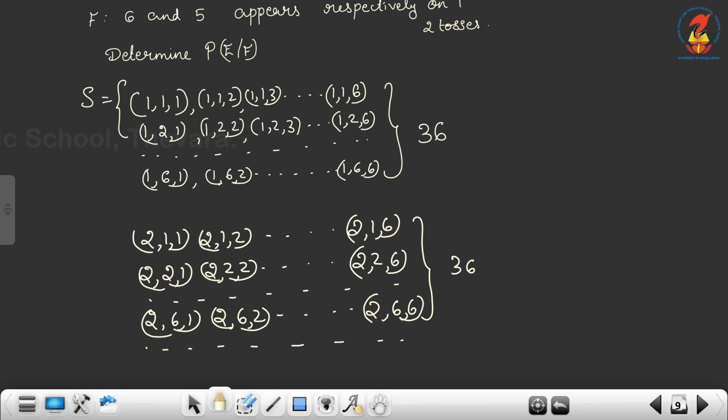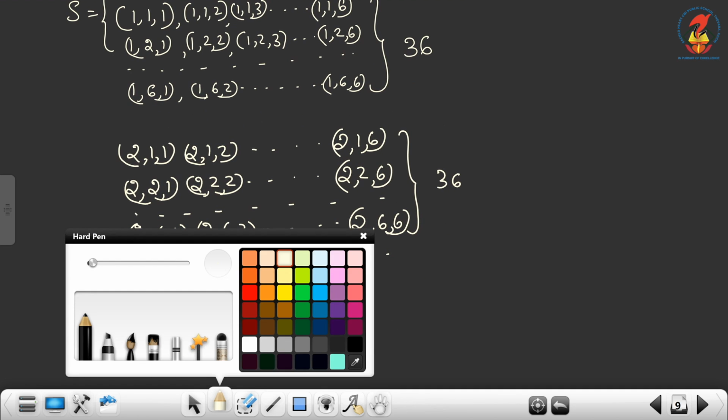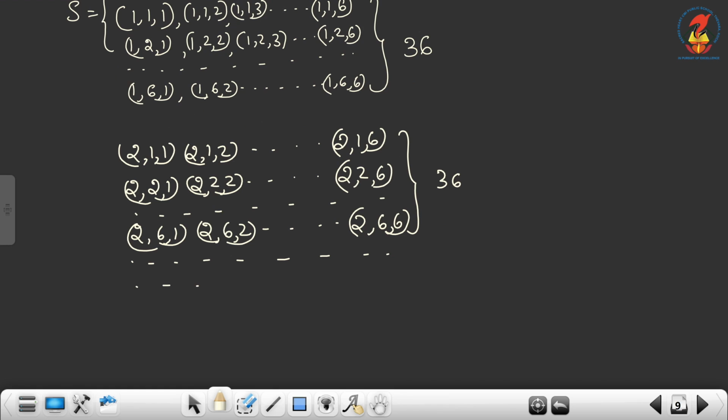Then like that 3, first element 3, first element 4, first element 5. Then last is first element 6. So total how many are there? Total 216 are there. Okay.